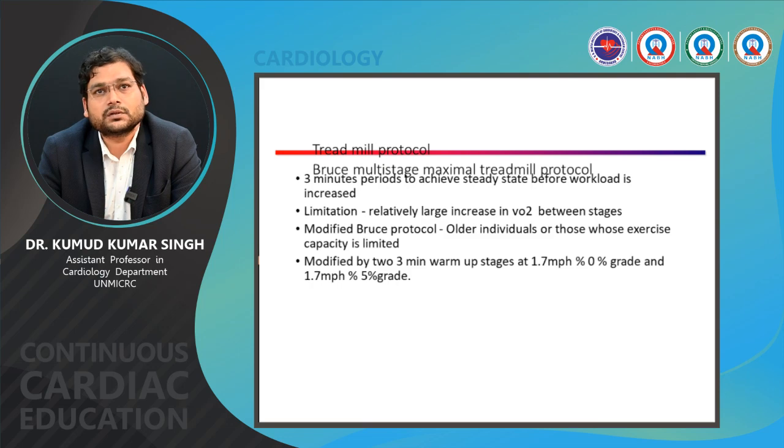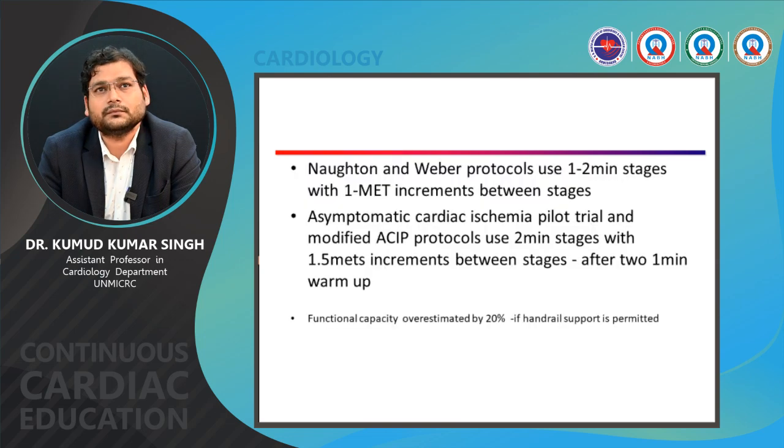The modified Bruce protocol is for older individuals or those whose exercise capacity is limited. And what is the modification? 2-3 minute warm up stages are added. One stage at 1.7 miles per hour at 0% grade, and next is 1.7 miles per hour at 5% grade. So the Naughton and Weber protocol uses 1 to 2 minute stages with 1 metabolic equivalent increments between the stages.